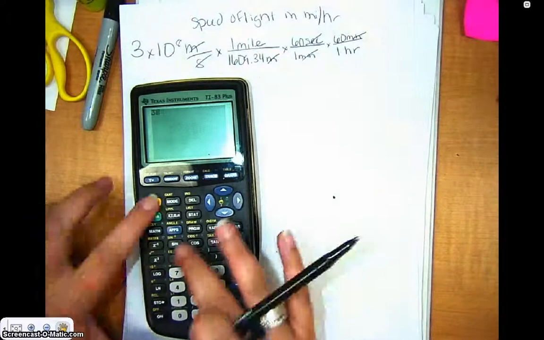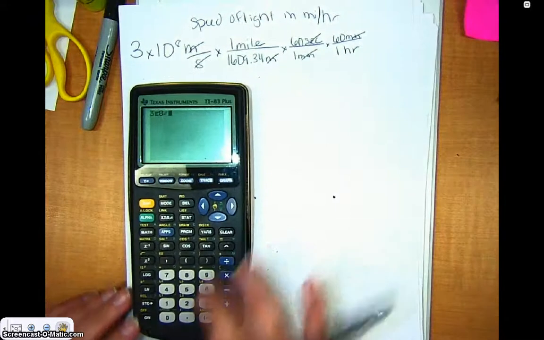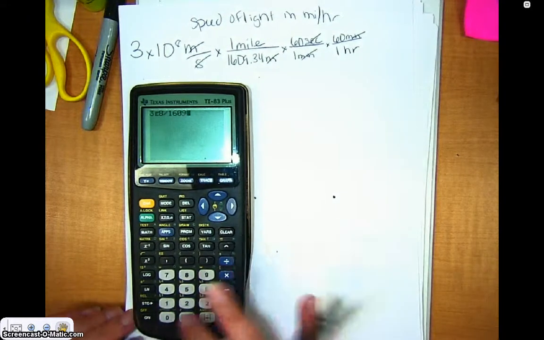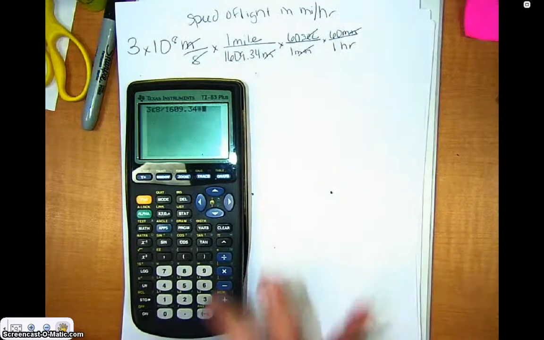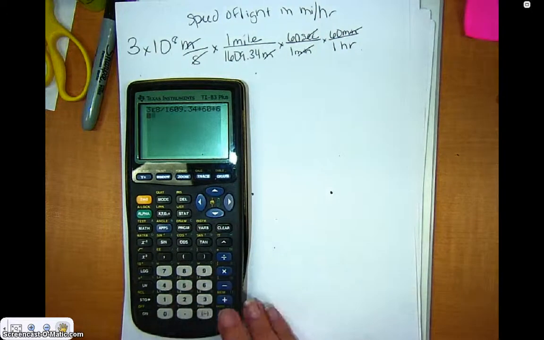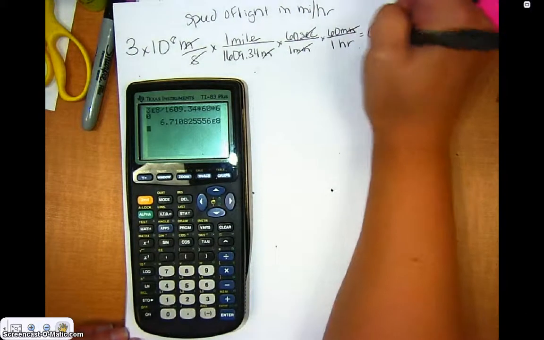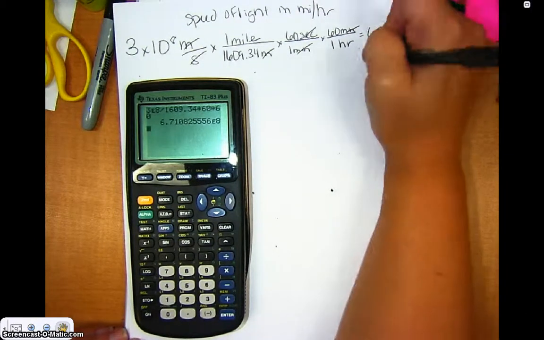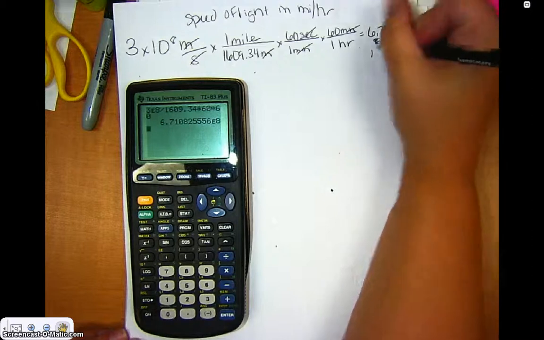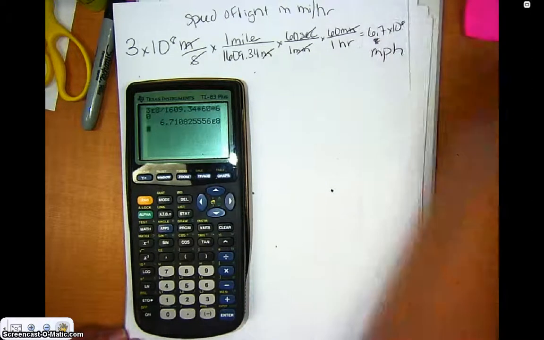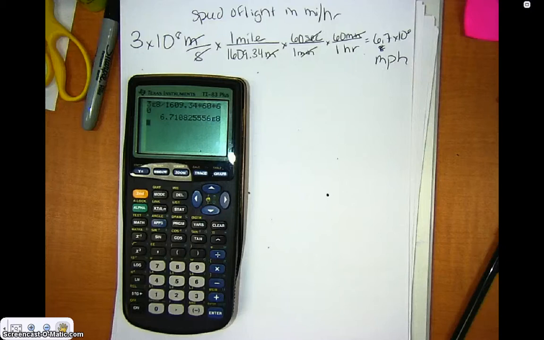So I'm going to start by taking 3 times 10 to the 8th. I'm going to divide by 1,609.34, and then multiply by 60 and multiply by 60. And I get 6.7 times 10 to the 8th miles per hour. Alright, so just a brief overview of unit analysis and making conversions. And I won't often ask you to do this, but now you have the tools necessary in order to convert from one type of unit to another.